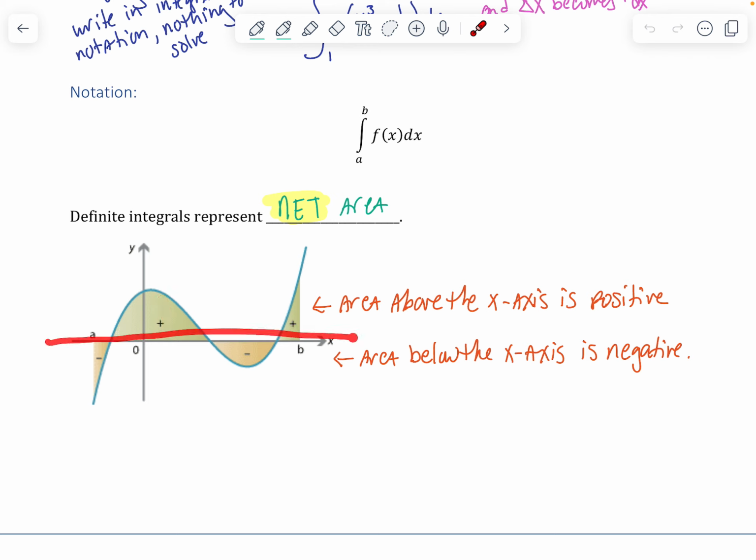But when you're above the x-axis, your area will be positive, and when you're shading from your curve to the x-axis and you're shading up, or maybe you want to think of it as shading down, but the area is all below the x-axis, that will be considered negative area.